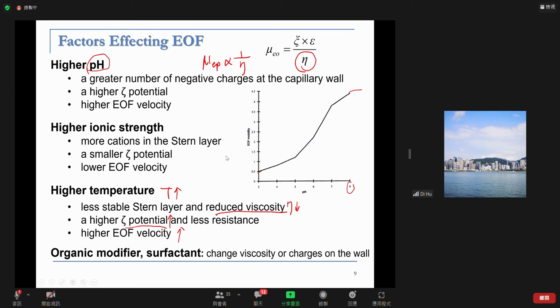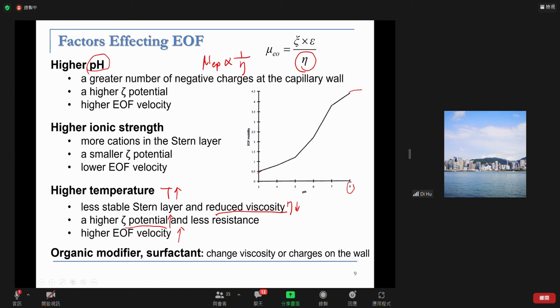And sometimes also people can add some organic modifier into that. So that can change the viscosity of the solvent, some of organic modifier. And also even people like sometimes for other application, they add the surfactant into the mobile phase. That can even change the charge on the wall and then so make that illusion totally reverse. Okay, so that could happen.